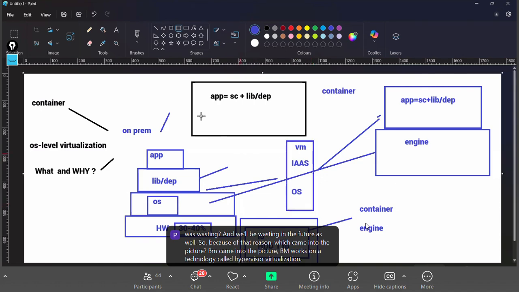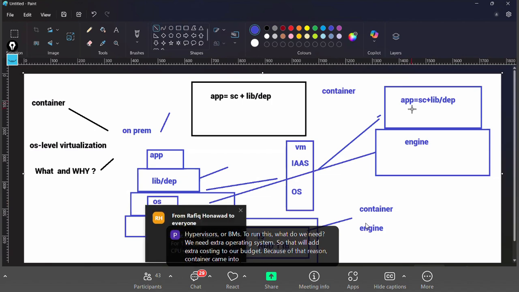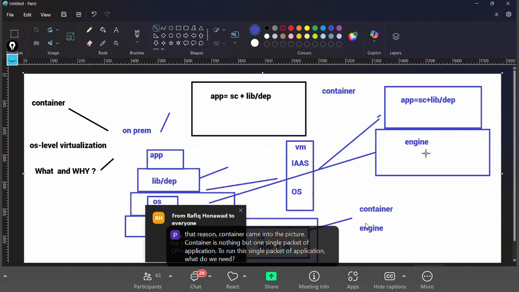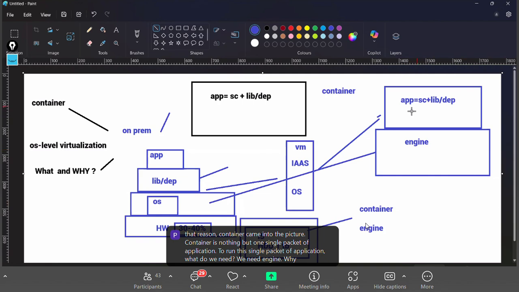What was the other challenge with VMs, these hypervisors? To run them, what do we need? We need an extra operating system, which adds extra cost to our budget. Because of that, containers came into the picture. A container is nothing but one single packet of application. To run this single packet of application, what do we need? We need an engine. Why? Because a container by default doesn't have its own engine.